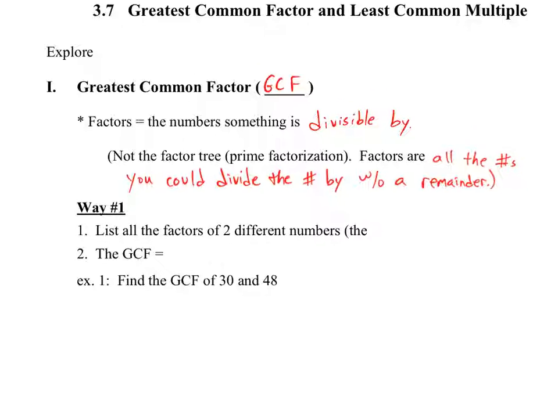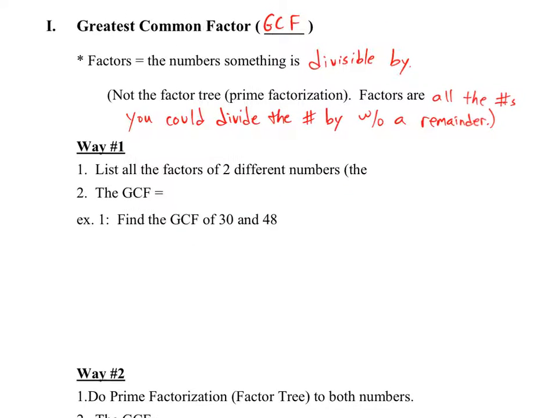So I'm going to look at 2 different ways to do this. And for some types of numbers, you might find one way is better than the other. You might find you have a preference and you do them all the same way. It's kind of up to you. But one way is to list all the factors of the 2 different numbers. And we called that the rainbow method. So the rainbow. And we'll do an example of this too.